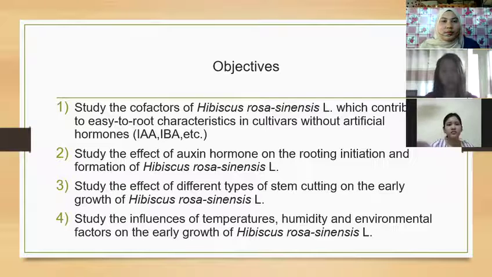Our objectives for this research are, first, to study the cofactor of Hibiscus rosa-sinensis L which contributes to easy-to-root characteristics in cultivars without artificial hormones such as IAA, IBA, and so on. Second, we wish to study the effect of auxin hormone on the rooting initiation and formation of Hibiscus rosa-sinensis L. We also want to study the effect of different types of cutting on the early growth of Hibiscus rosa-sinensis L. And lastly, we want to study the influence of temperature, humidity, and environmental factors on the early growth of Hibiscus rosa-sinensis L.